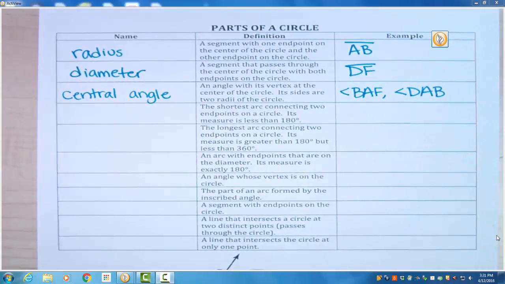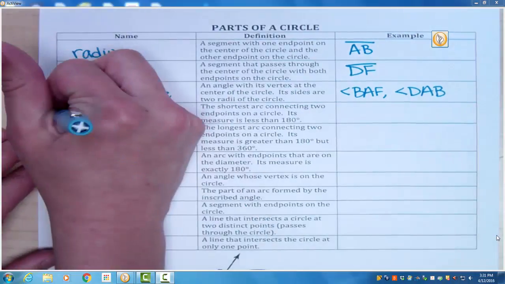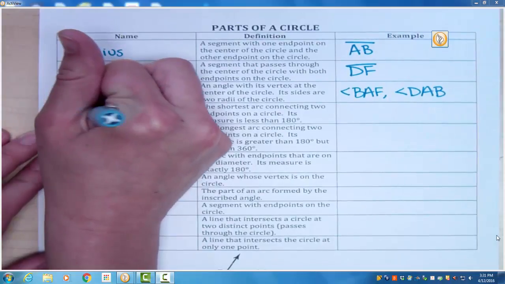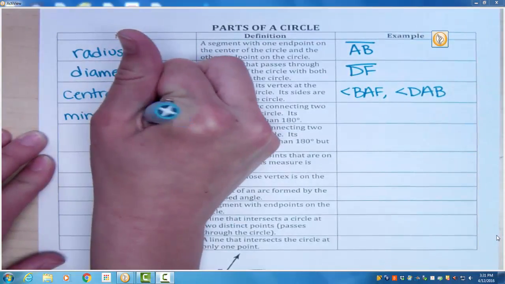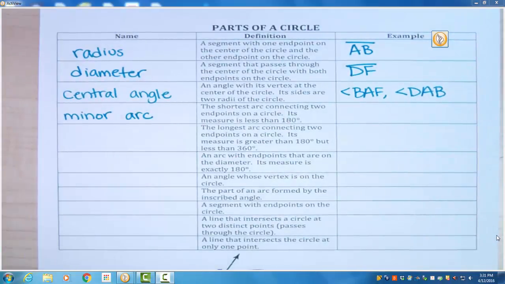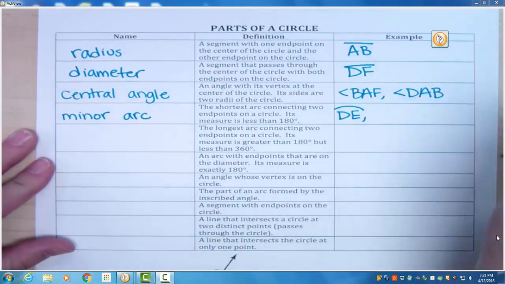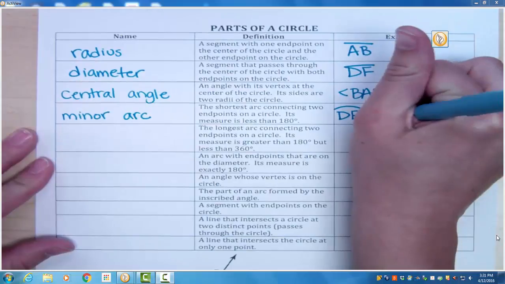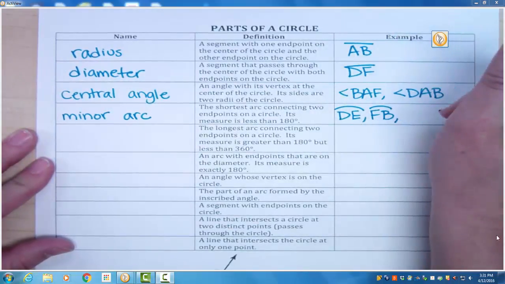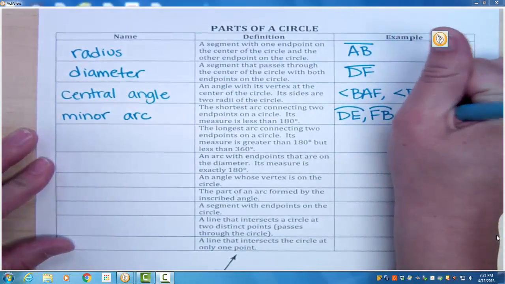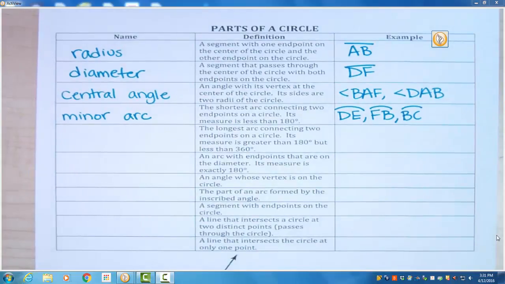Now next we have the shortest arc connecting the two endpoints in a circle. Its measure is less than 180 degrees. Less than 180 degrees, we know that is a minor arc. And there are lots of different examples you could have had from down below. You could have had arc DE, arc FB, arc BC, and there are even more than that though.